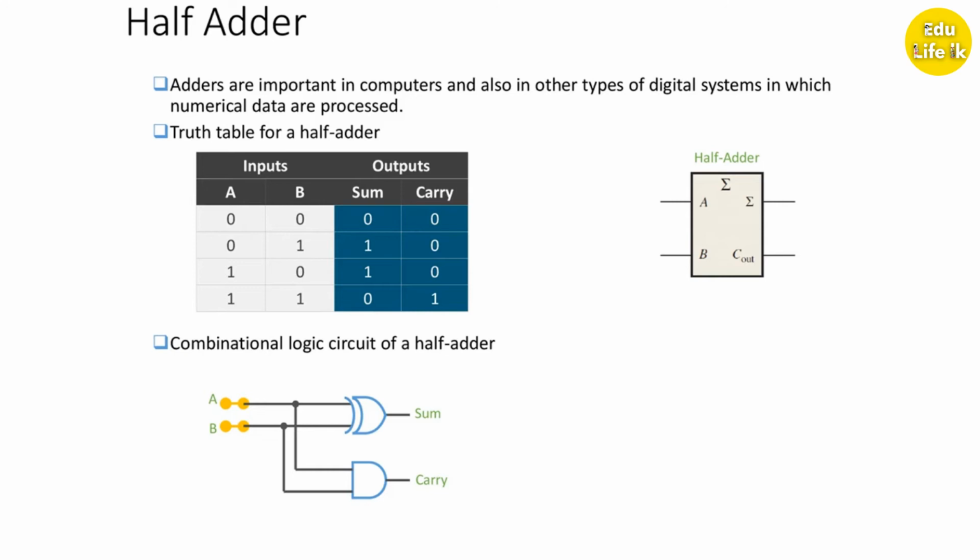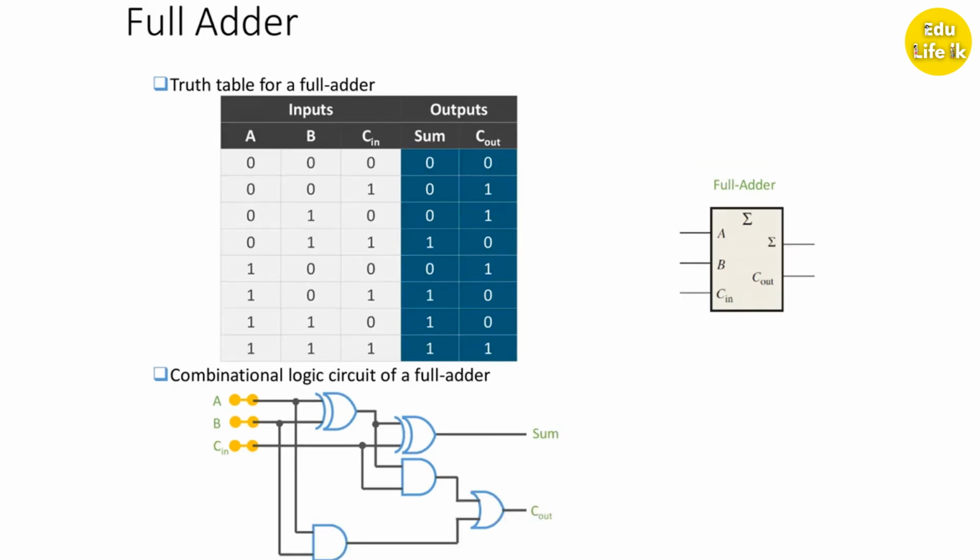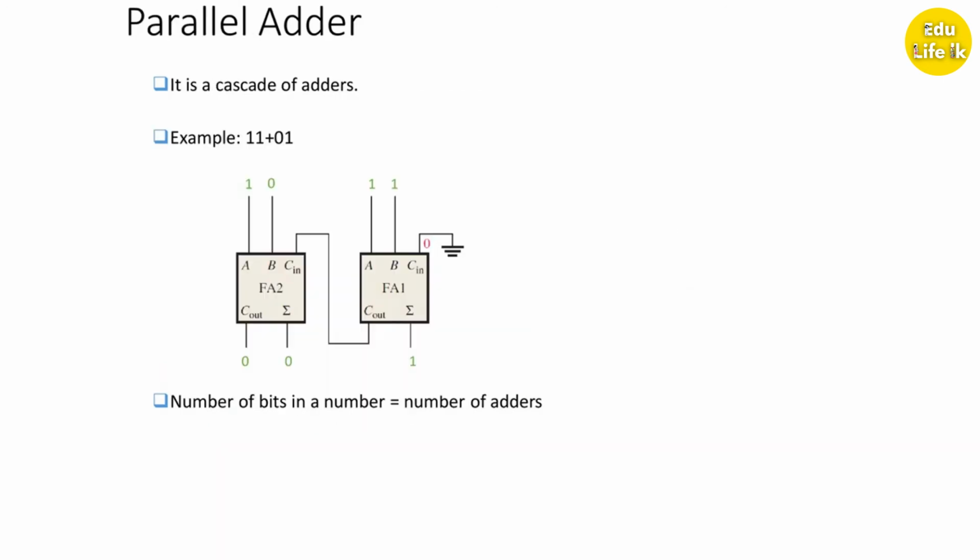This is the picture of the half adder. The combinational logic circuit of the half adder is below. This is a full adder, truth table of full adder. You can see these pictures and tables and you can get knowledge of it. This is a parallel adder, a case of cascade of adders. Example: 1, 1 plus 0, 0, 1. The number of bits is the number of adders. This is a parallel 4-bit adder.